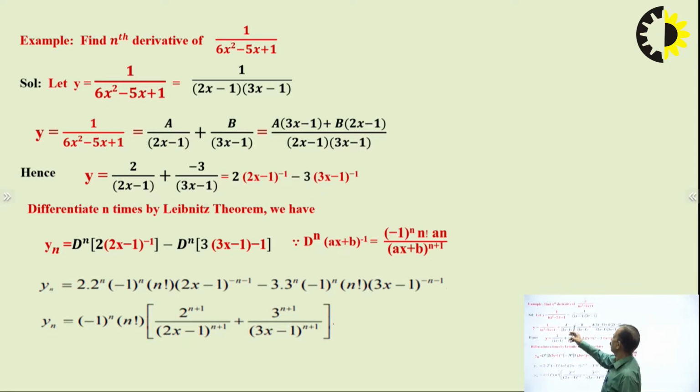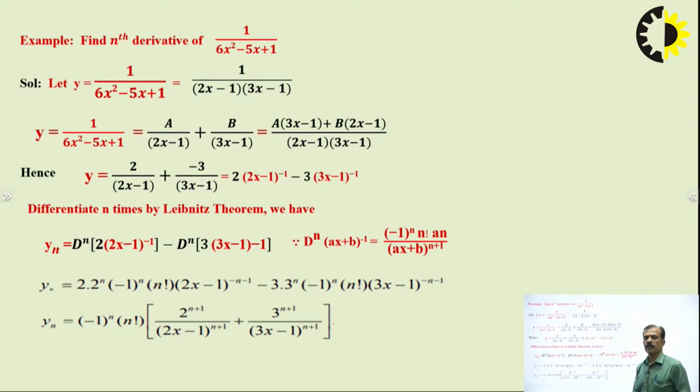We use the partial fraction a upon 2x minus 1 plus b upon 3x minus 1, and after simplifying we will get the value of a is 2 and the value of b is minus 3. So, we have y equal to 2 upon 2x minus 1 plus minus 3 upon 3x minus 1. We can write these two terms in this form, that is 2 into 2x minus 1 whole raised to the power minus 1 minus 3 into 3x minus 1 whole raised to the power minus 1.